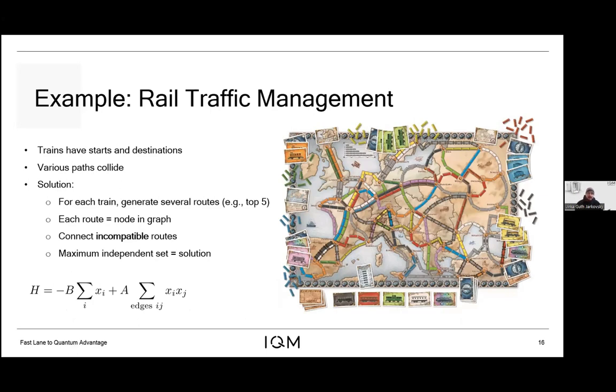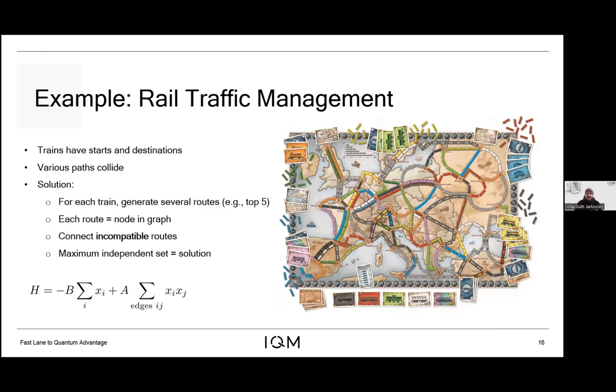Now, another example of how QAOA can be used to solve a somewhat more generic problem would be something like rail traffic management. So I just brought up this game here. Okay, it's a board game, maybe you know it, Ticket to Ride. But it showcases the problem that I'm talking about here.